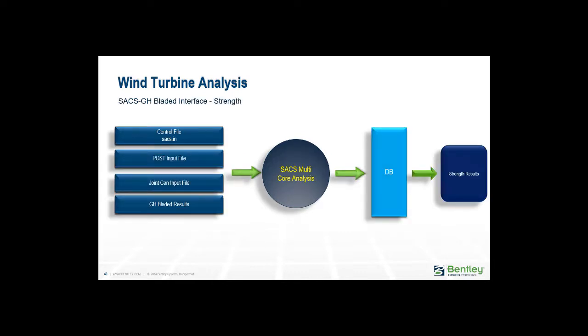Again, for strength analysis, the process is very similar to the uncoupled process, in that we have a control file, we have a post input file, a joint can input file, and we have the GH Bladed results. Again, we conduct a multi-core analysis. We store all the unity checks for the members and the joints in a SQLite database, and then we filter that database to give you the critical unity checks.